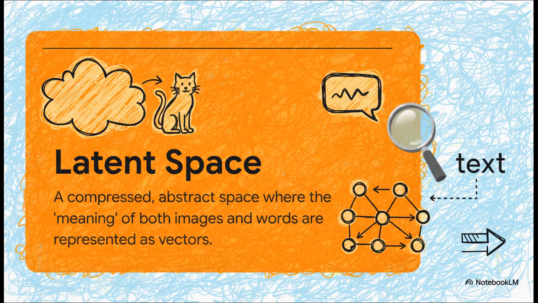The answer is a concept called latent space. The best way to think about it is like a universal translator or a shared map of meaning. It's a compressed, abstract space where the idea of everything, both images and words, can be plotted as a set of coordinates, which we call a vector.